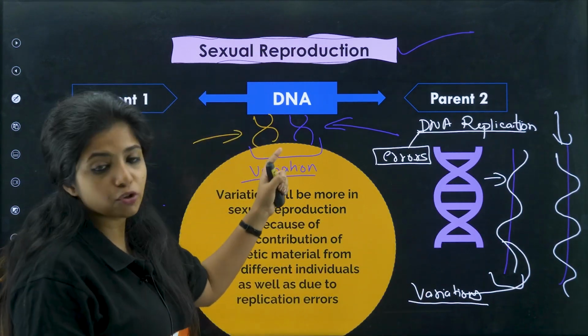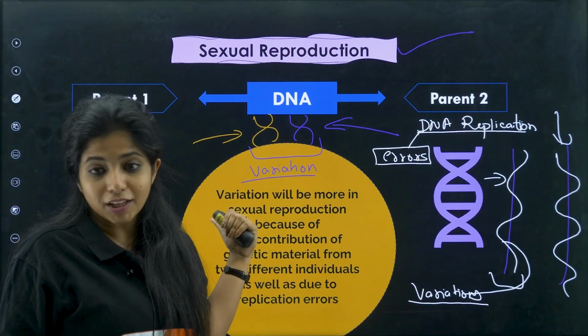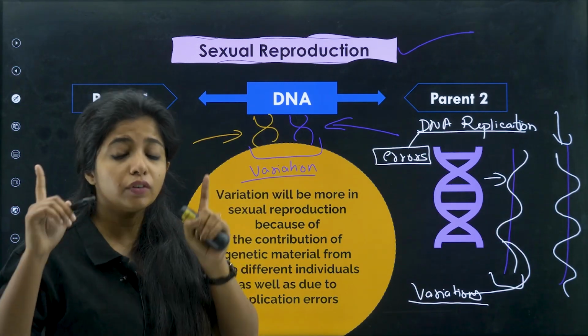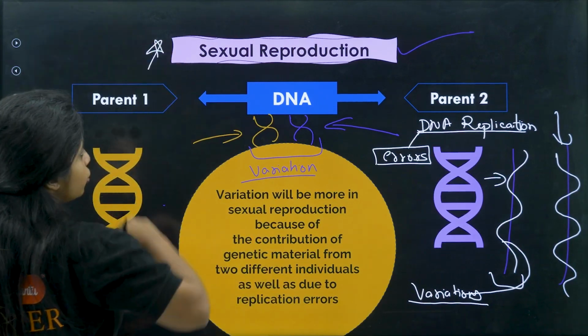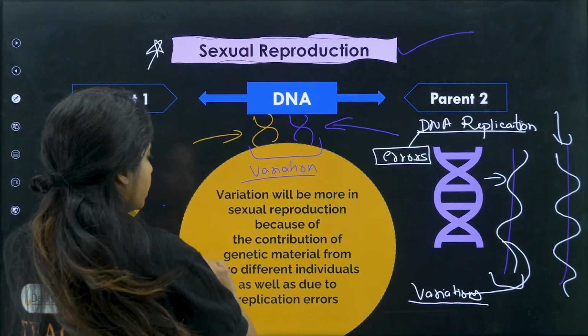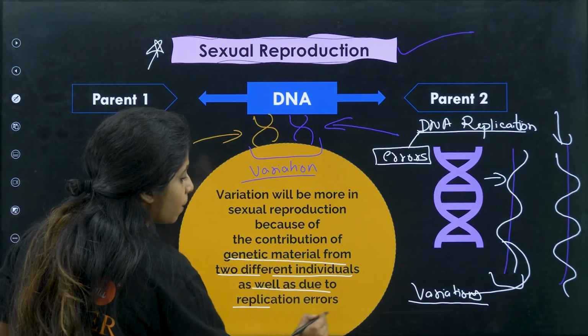If only my mother was contributing the DNA, my father was not, I would have looked exactly like my mother. But that's not the case. Two parents are involved, there is fertilization happening, which is why there is more variation. This is a very important question: why sexual reproduction gives you more variation. Because of the contribution of genetic material from two different individuals, as well as due to replication errors.